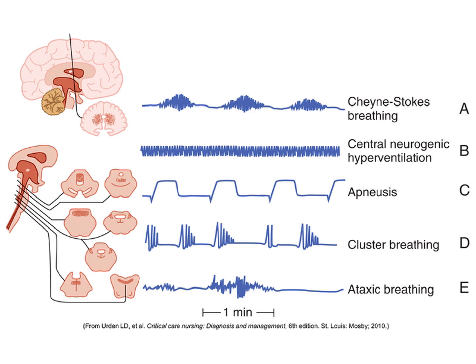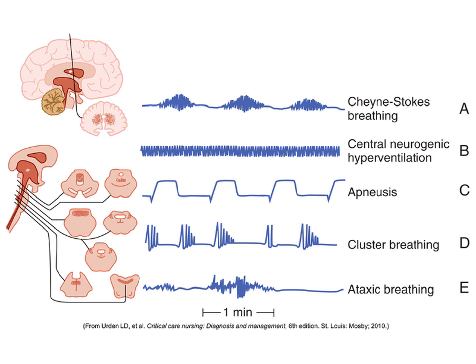Moving to waveform B, we see central neurogenic hyperventilation, a deep, rapid breathing pattern that doesn't stop. This pattern is typically linked to damage in the midbrain or upper pons. Patients breathe rapidly regardless of their oxygen or carbon dioxide levels, and this can quickly lead to respiratory alkalosis.